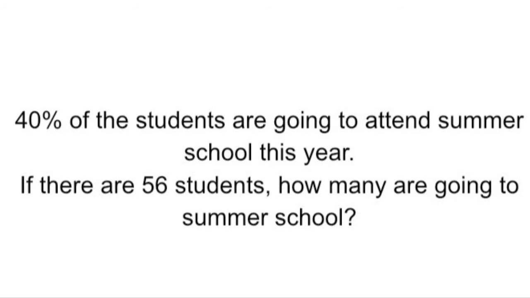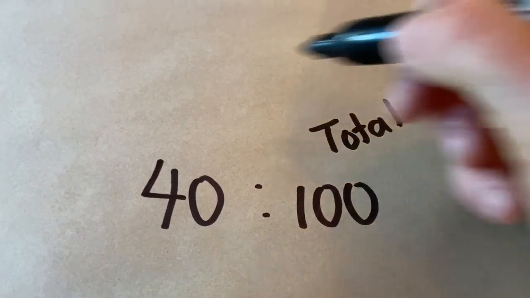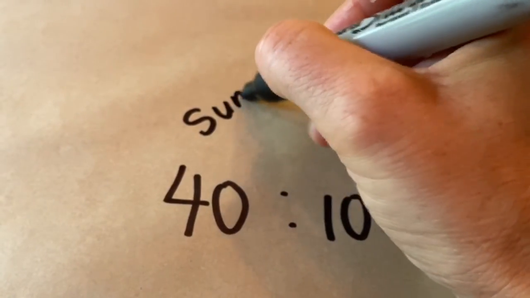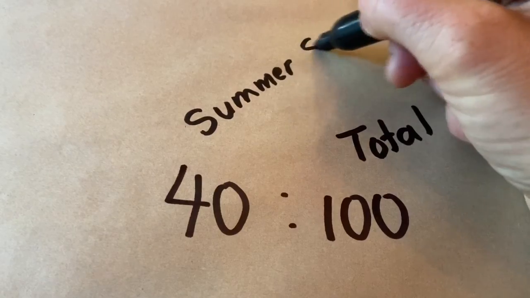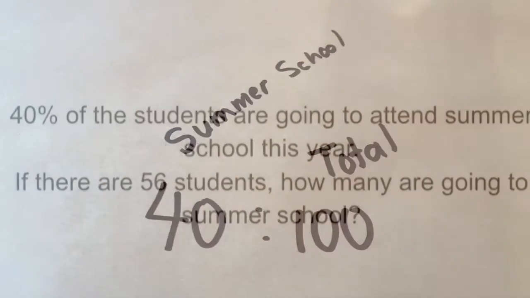So what that means in this question is that when you see 40% of the students, that means you can write down 40 out of 100. 40 out of 100 of the students will be going to summer school. And then we see that we can do this question the same way that we did the others. Okay, so the 100 would be the total. It means if there are a total of 100 students, 40 go to summer school. So there's our ratio.